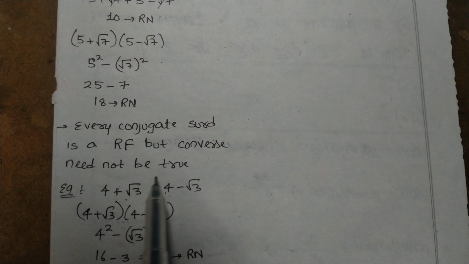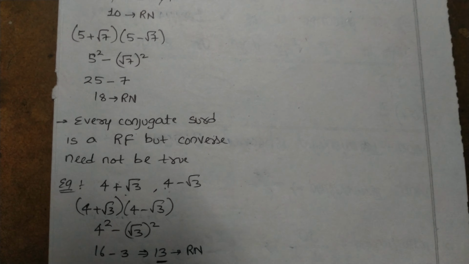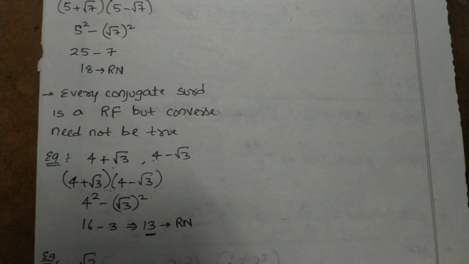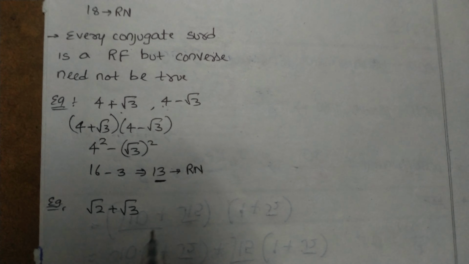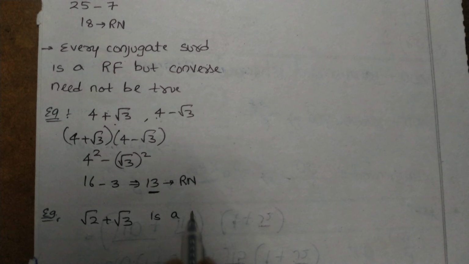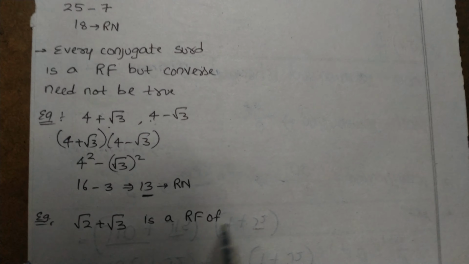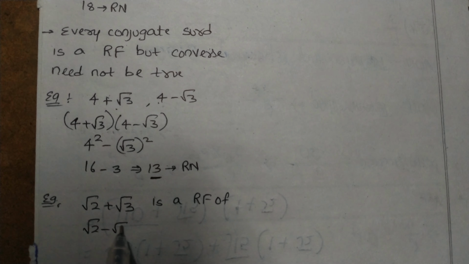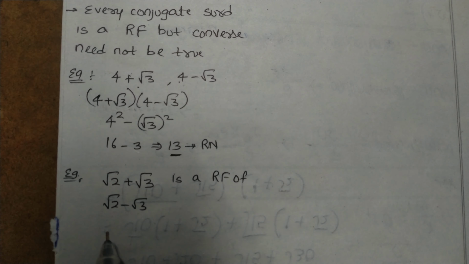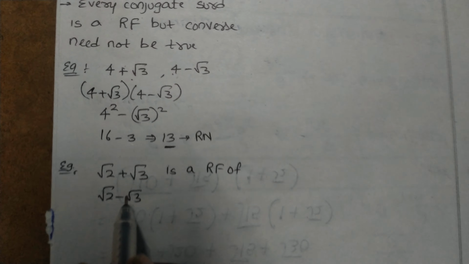This is not the rationalizing factor of this. Okay, now let us check with one more example. Suppose I am taking root 2 plus root 3. Suppose it is a rationalizing factor of root 2 minus root 3 or not, because the conjugate of root 2 plus root 3 is root 2 minus root 3, right? So first, now we will check this.